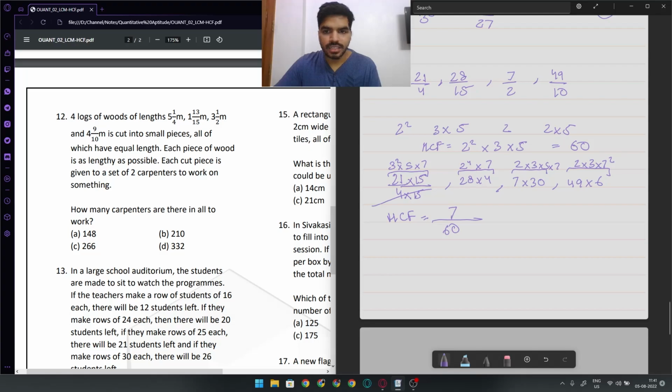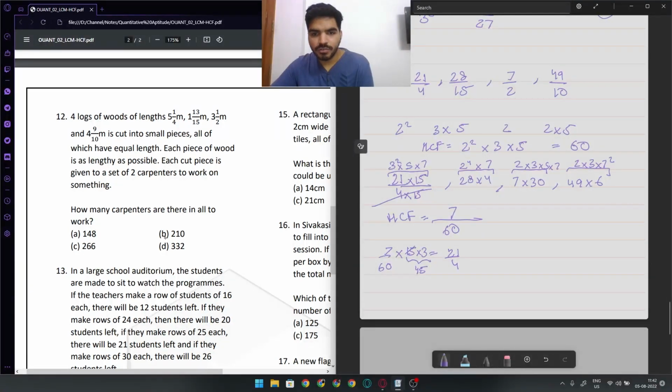But for 21 by 4, you have to make this HCF into something to get 21 by 4. For that something, with 7 by 60, you have to make the denominator 4, so you have to multiply by 15 first of all, so that 15 gets cancelled. You can cut them by 4. And you have to make the numerator 21 as well, so multiply by 3 extra. You got it? So you need 45 pieces of that length to make the desired length, 5 and a quarter.